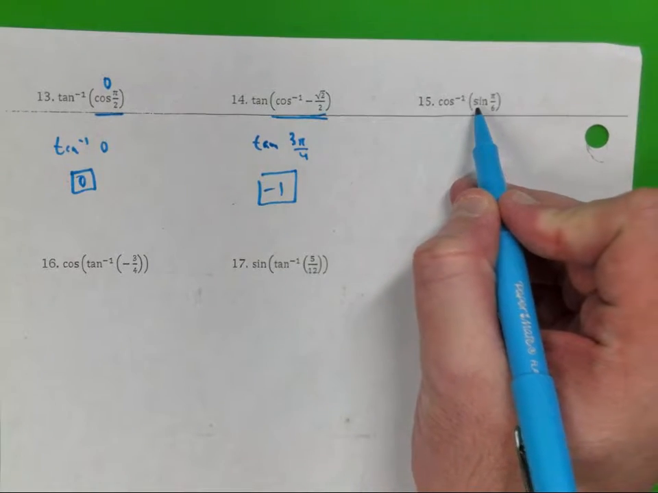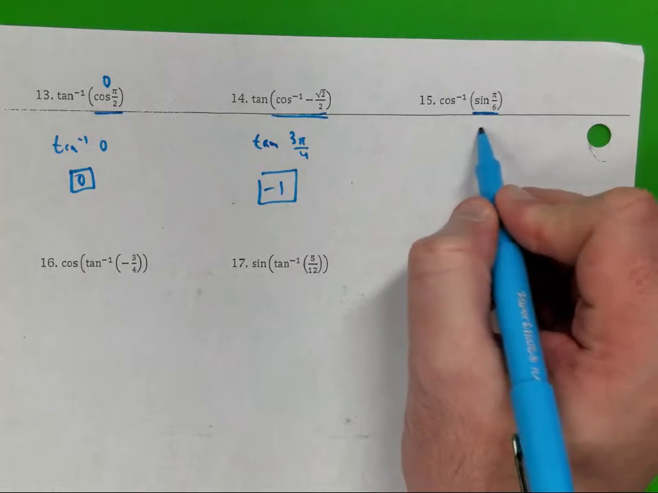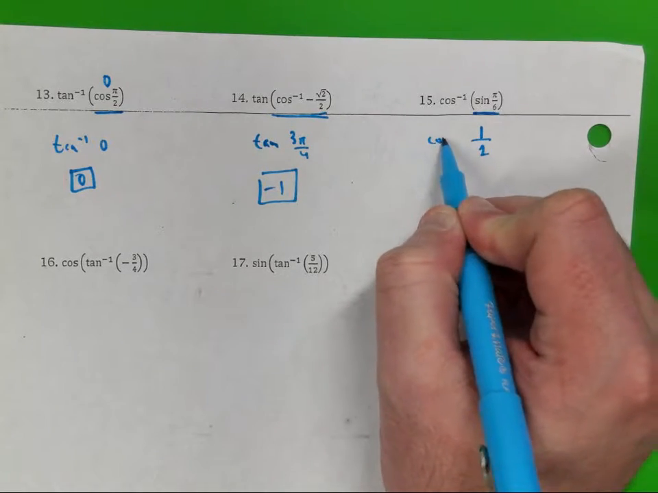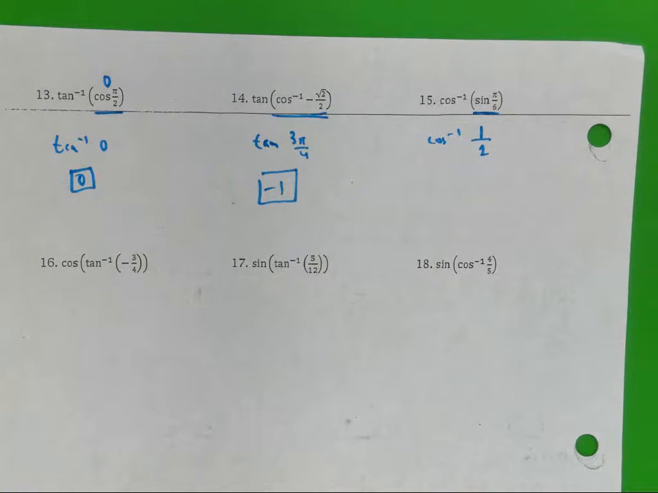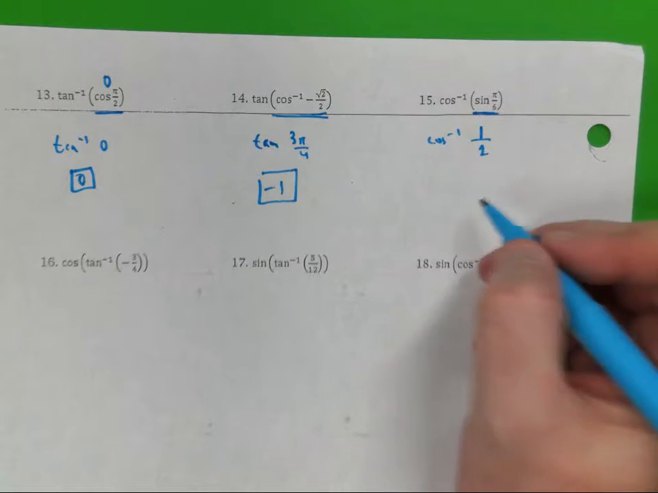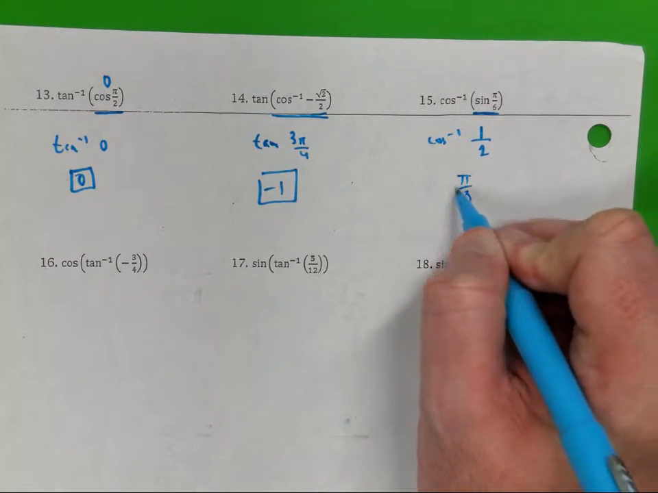Number 15. Sine of pi over 6. What's sine of pi over 6? 1/2. Inverse cosine of 1/2. We got to think quad 1 or quad 2? 1, okay? Which family? Pi over 6 or pi over 3? Which family member of pi over 3 is in quad 1? There's your answer.